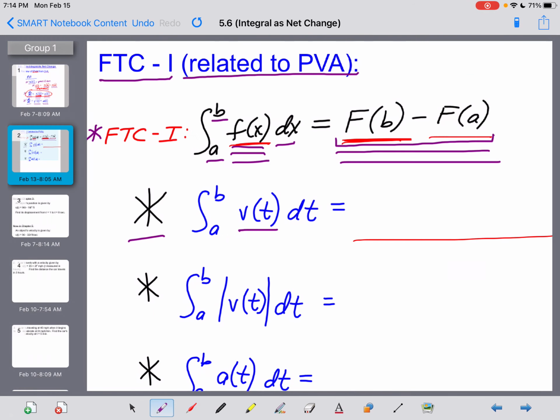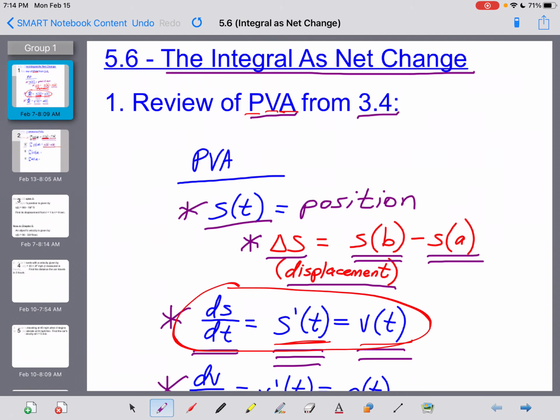So when we go to finish this line now and we ask ourselves, what is an antiderivative of our velocity function? That is going to be your position function, evaluated at your upper limit, b, minus at your lower limit, which is a. And you might recognize right there, guys, that this formula, S of B minus S of A, is the formula for displacement.